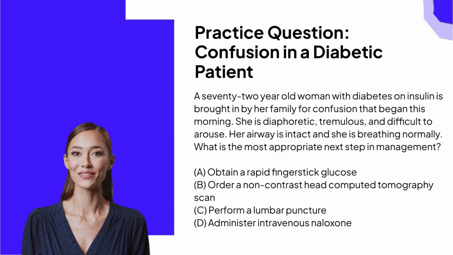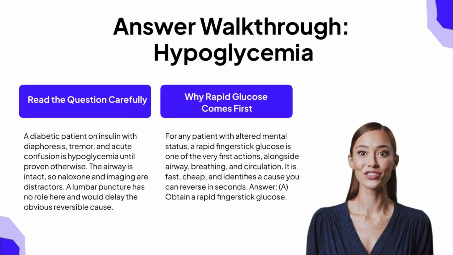Think through this one carefully. The clues are a diabetic on insulin, sweating, and tremor. We will walk through the answer next. Let us work through this answer. A diabetic patient on insulin with diaphoresis, tremor, and acute confusion is hypoglycemia until proven otherwise.